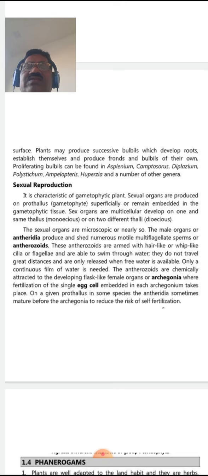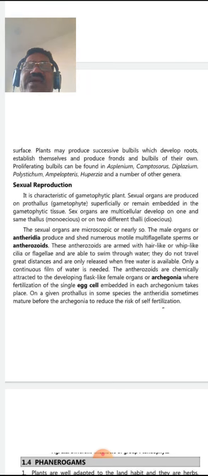The male organs, that is antheridia, produce and shed numerous motile multiflagellate sperms or antherozoids. The antherozoids are armed with hair-like or whiplash-like cilia or flagella and are able to swim through the water. They do not travel great distance and they are only released when free water is available. So, water is essential for the reproduction, which is one of the important characters of bryophytes as well as pteridophytes.